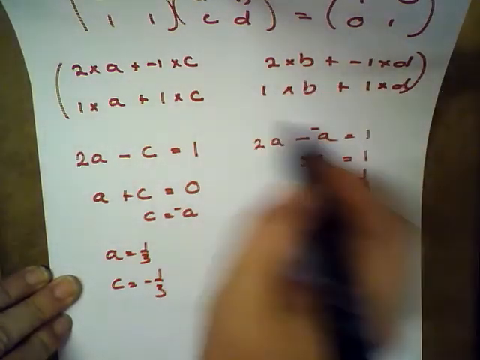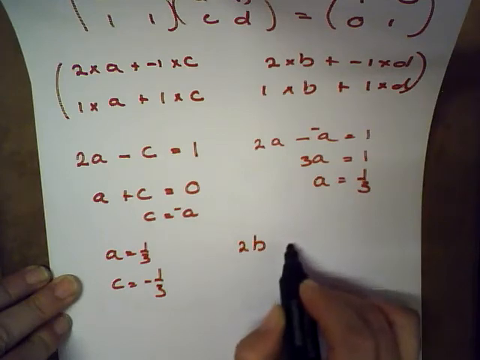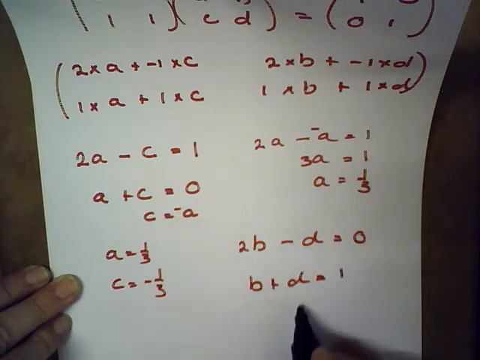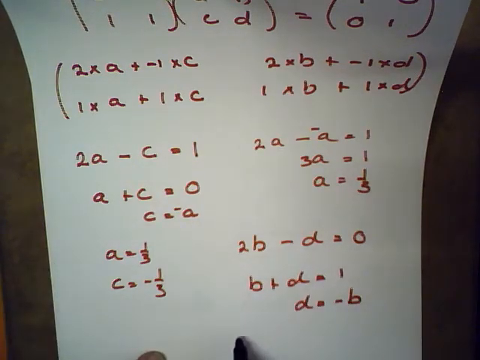Okay, now let's look at those two. So we'll have 2b minus d equals 0, and we have b plus d equals 1. So d was my negative b. So 2b plus, because d is negative b, so it's negative b equals, and the answer there must be equal to 0.